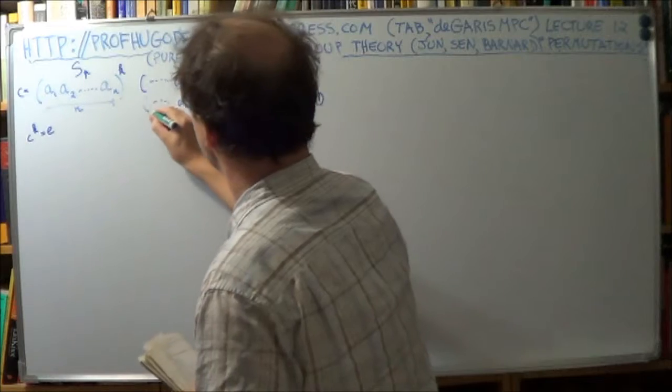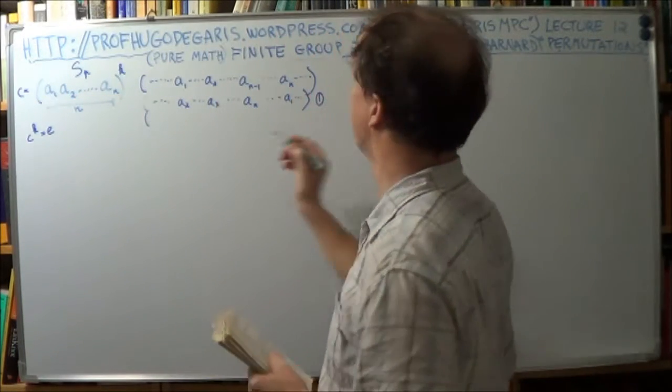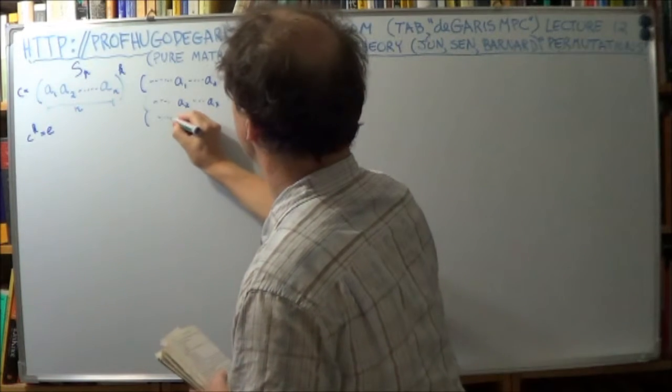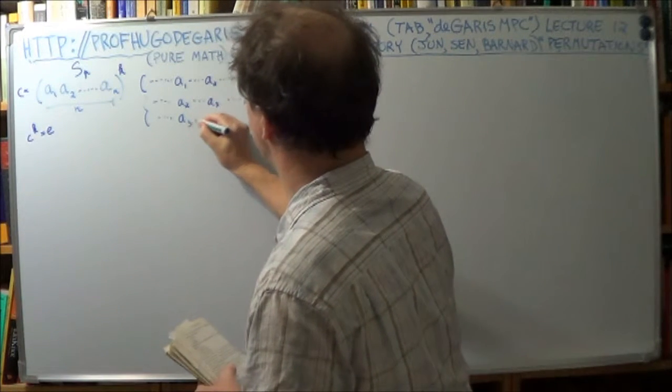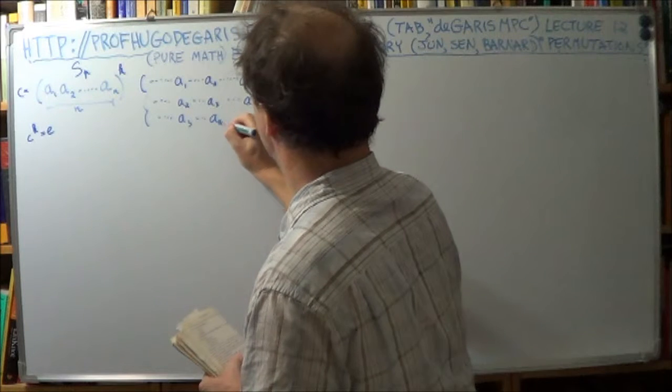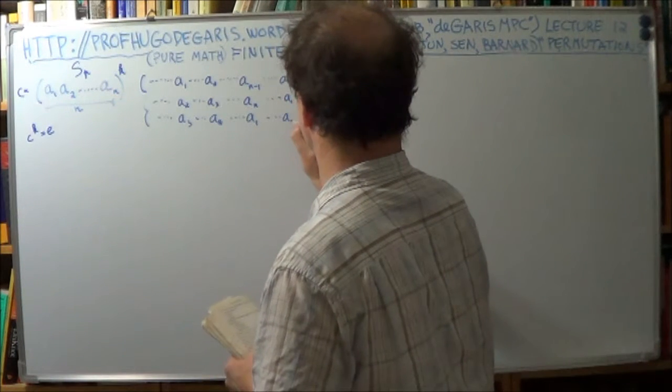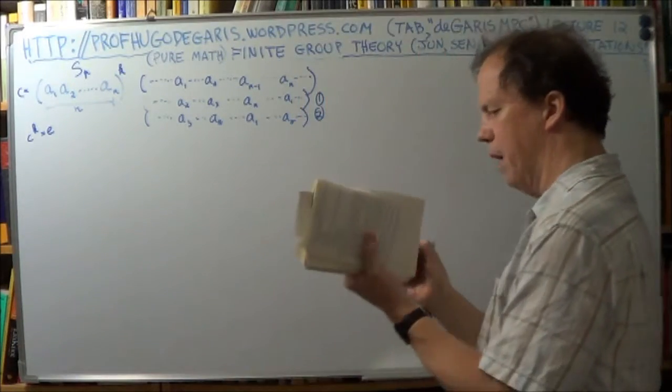Okay, so do it once more. So apply this permutation again. So now we've done it twice, and this is the result. So this will now become A3, and this will be A4, and this will be A1, and this will be A2, all right?